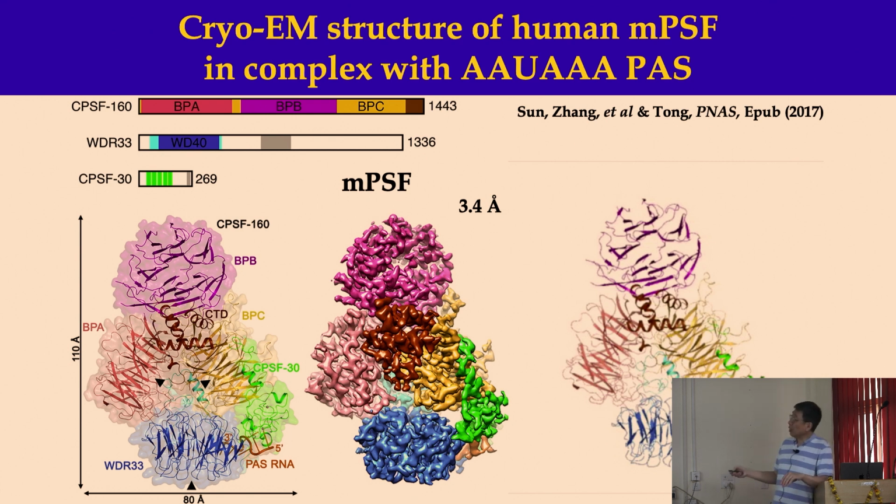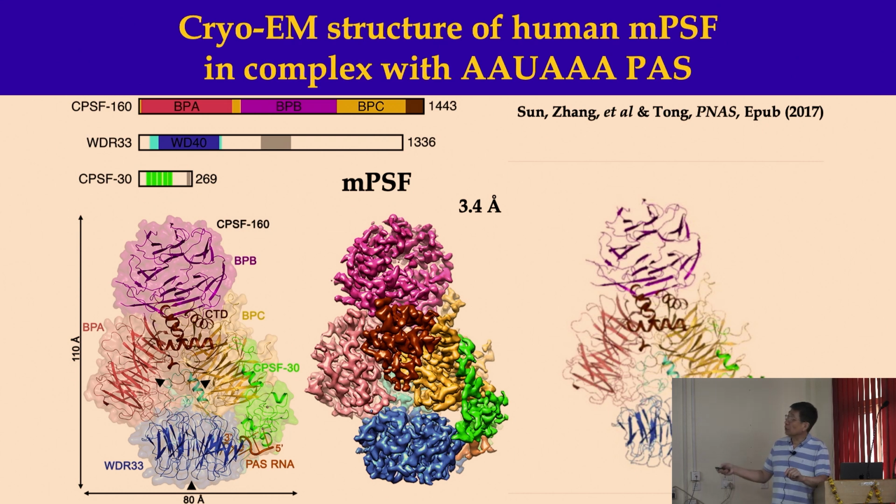But anyway, 3 domains here and a C-terminal domain right here. This is in the front. In WDR33, the C-terminal part is highly disordered, so we don't really know what it does. We actually chopped it out, so only the internal piece is shown right here. And then CPSF30 contains 5 zinc fingers. Each one of these green bars is a zinc finger, plus another zinc domain in the C-terminus.